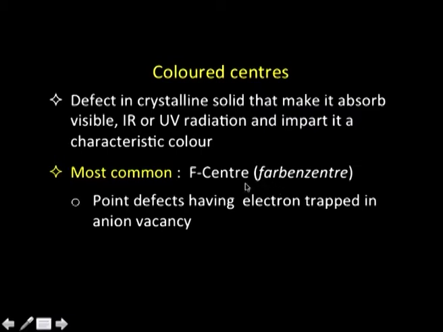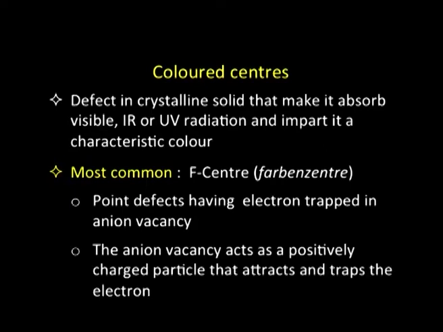Typically, an F center is nothing but a point defect having an electron trapped in an anion vacancy. That means we have an anion vacancy and an electron occupies it. Such a situation is referred to as an F center. This anion vacancy where the electron is captured acts as a positively charged particle which attracts the electron towards itself and traps it, and that electron trapped in an anion vacancy is an F center, and that is what is responsible for the color of the material.